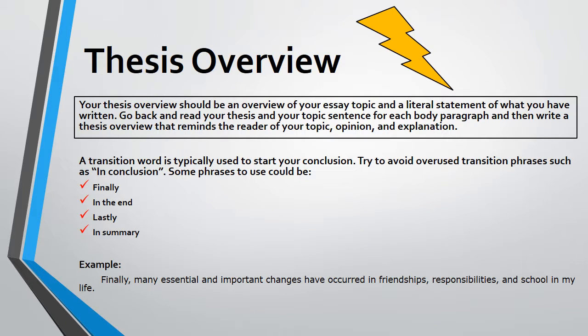Your thesis overview should be an overview of your essay topic and a literal statement of what you have written. Go back and read your thesis and your topic sentence for each body paragraph, and then write a thesis overview that reminds the reader of your topic, opinion, and explanation. Your conclusion will typically start with a transition word. For example, finally, many essential and important changes have occurred in friendships, responsibility, and school in my life.